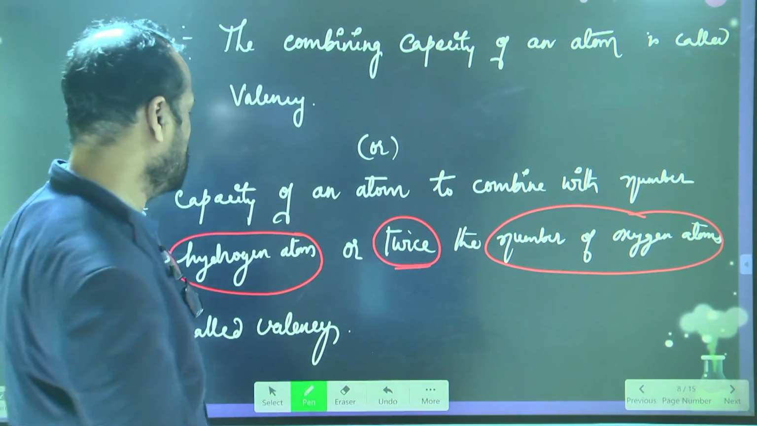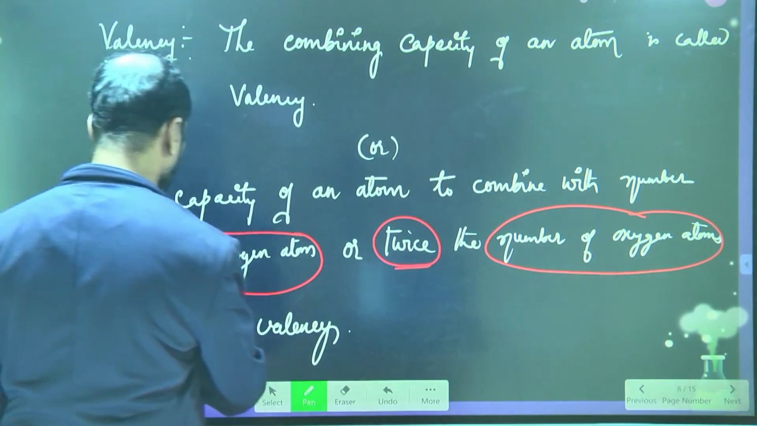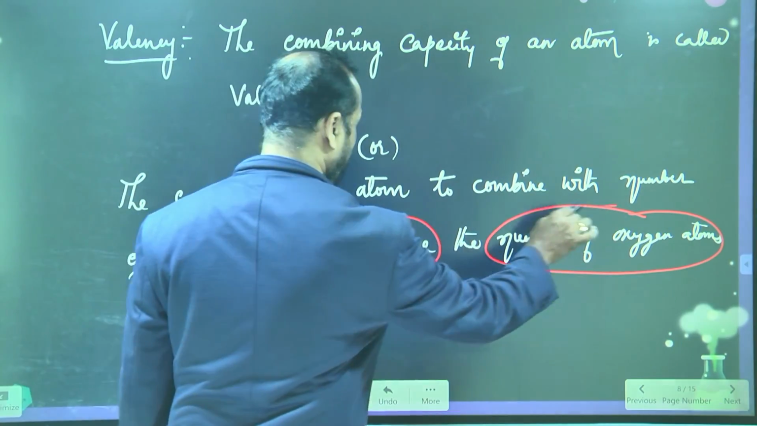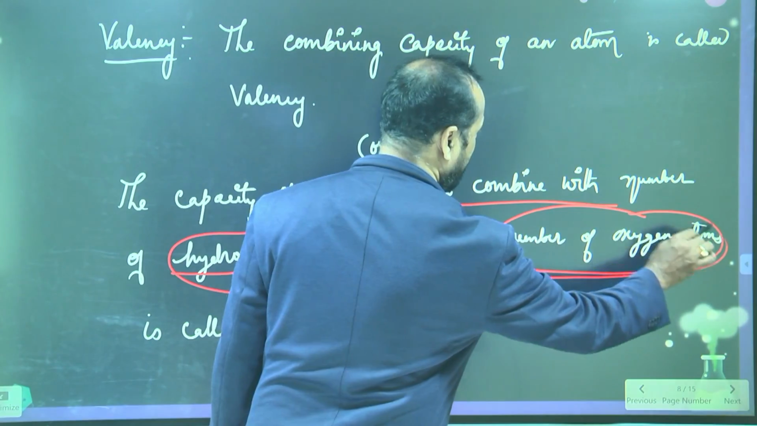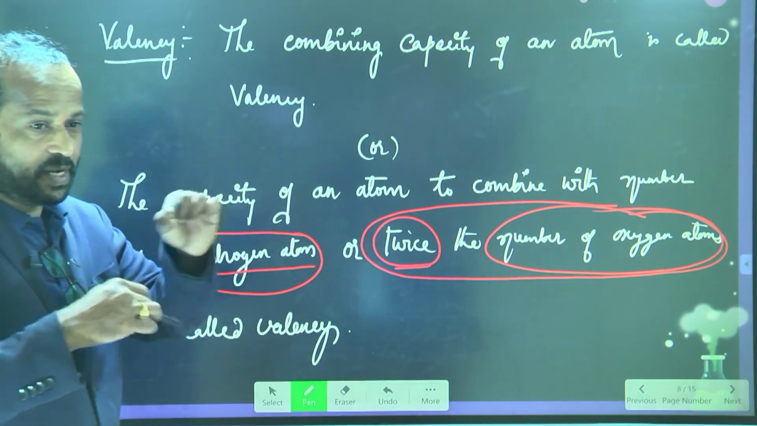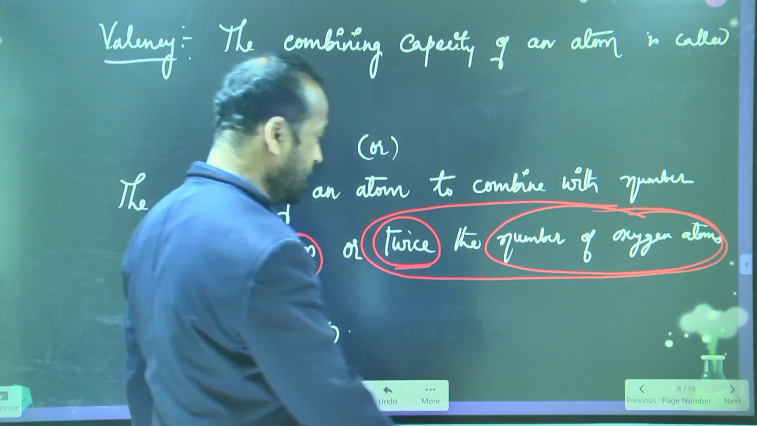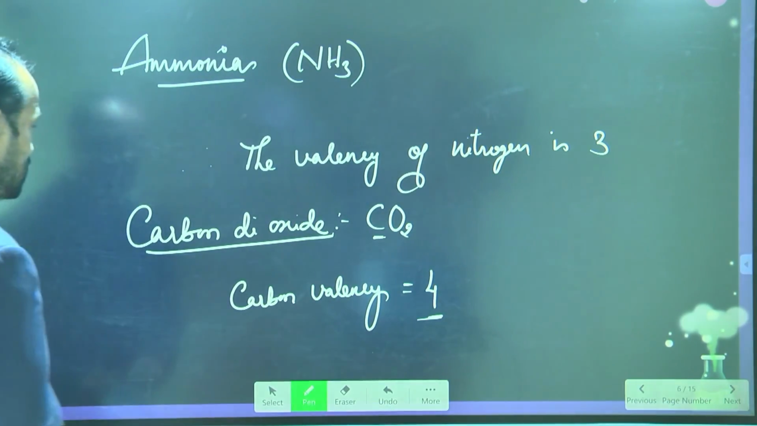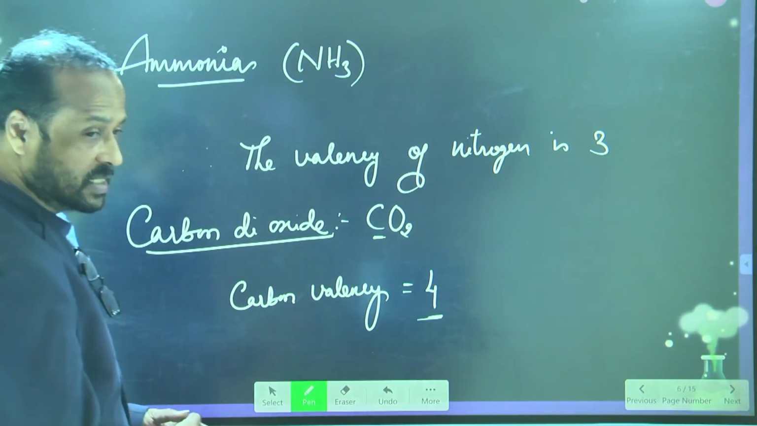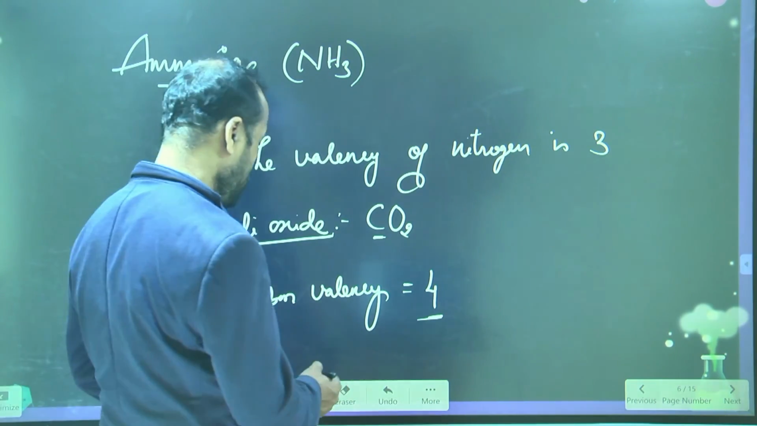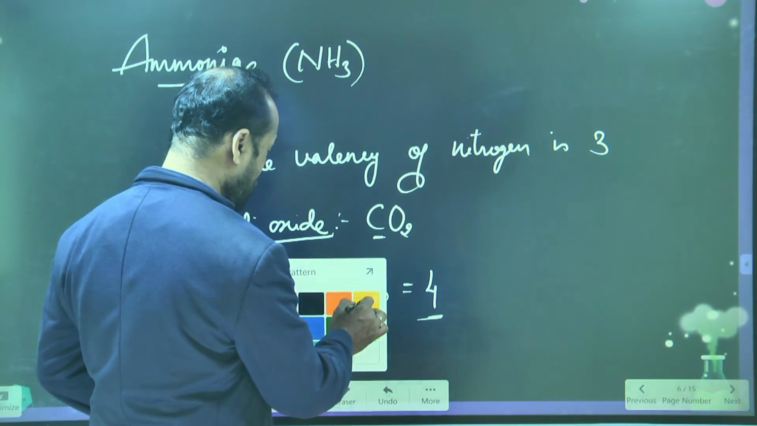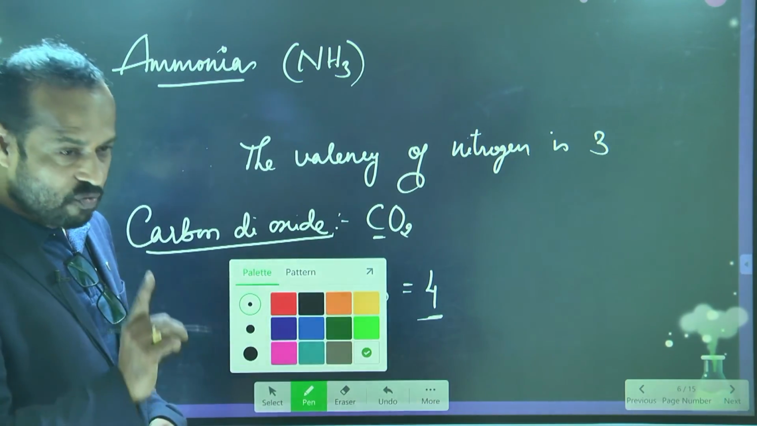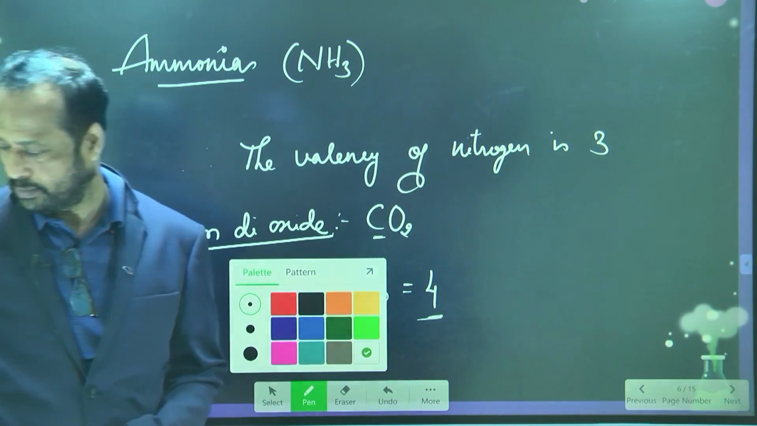Yes? So now this is most important. If it is combining with hydrogen atoms, you can take the same number. But if it is combining with oxygen, you have to double the number of oxygens. That is the valency of that element. Okay. So here you can write this example now. Carbon dioxide: carbon valency is 4. Why? Because carbon is combining with 2 oxygens and every oxygen has valency 2, so 2 twos are 4. Is this clear to you?